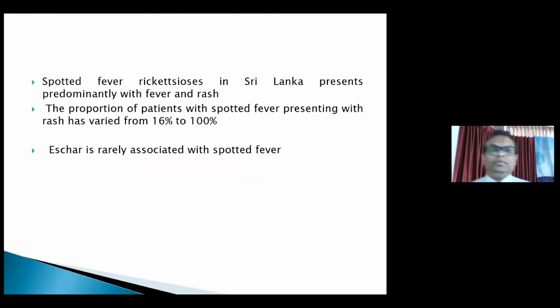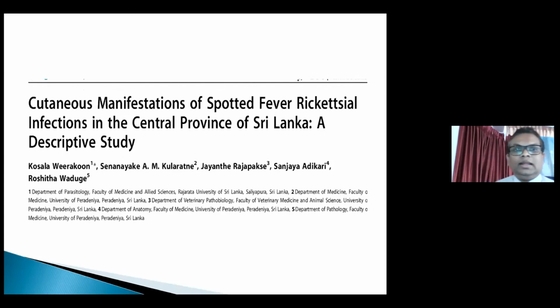Now, when it comes to the spotted fever group, they present with fever and rash. Actually, the proportion of patients with spotted fever group presenting with rash has varied from 16 to 100%. But again, it's a big variation according to the data. Eschar is very rarely seen in this group. So, what are the skin manifestations of spotted fever group? Rickettsial infection in the central province of Sri Lanka, a descriptive study. This is again a very good study done by the same sort of team from the University of Peradeniya. They published this one in 2014. Most of the studies were done by Professor Murat's team, because cases were abundant in this area.